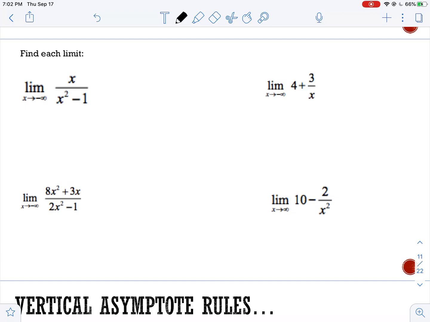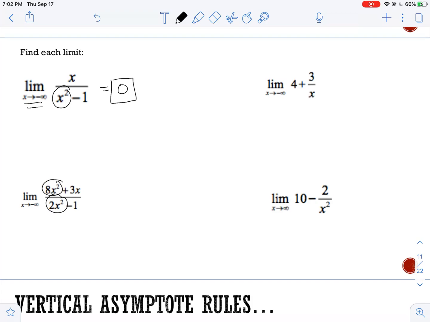All right, same thing. Go ahead and pause the video and try these 4. All right, on the first one, the denominator wins, and when the denominator wins, as x is going to infinity or negative infinity, the limit will be 0. On the one below it, it's a tie. We have 8x to the second over 2x to the second, and when it's a tie, it's a ratio of the leading coefficients, so it'll be 4. Again, this is the limit as x is going to infinity.